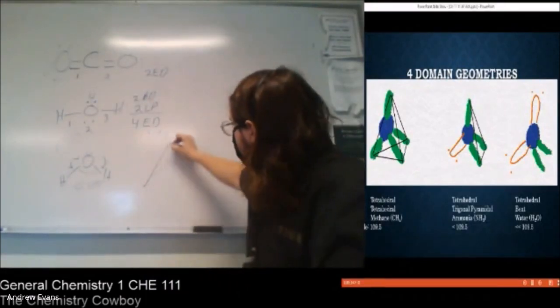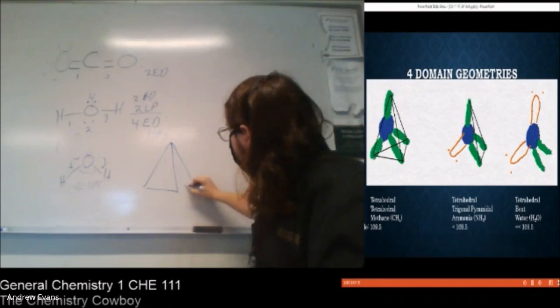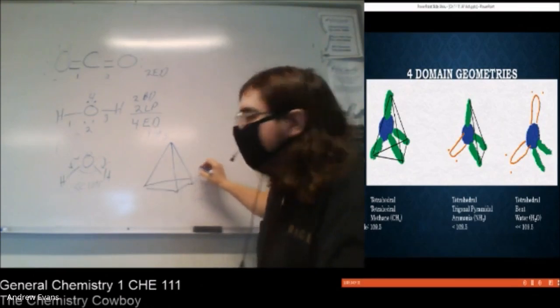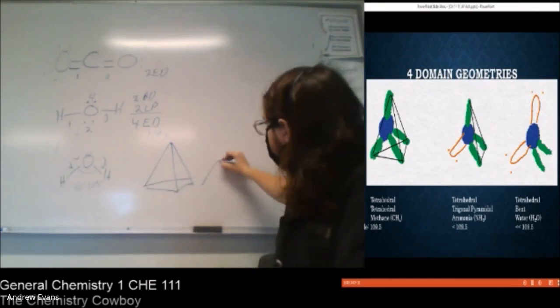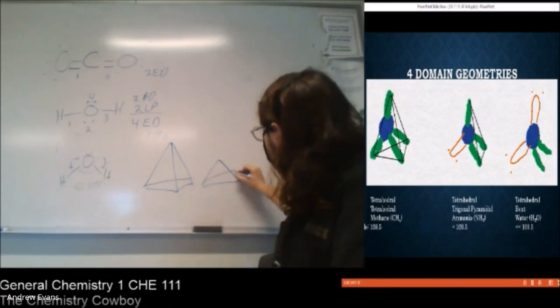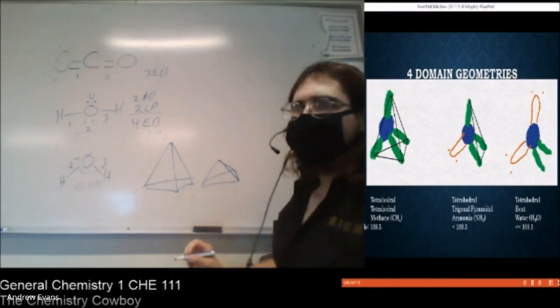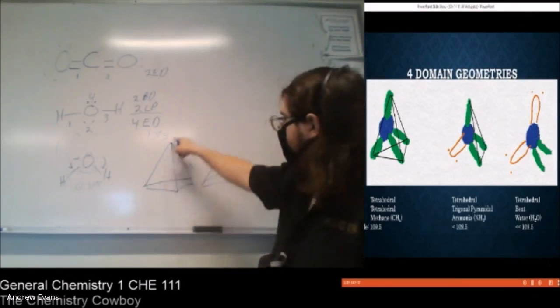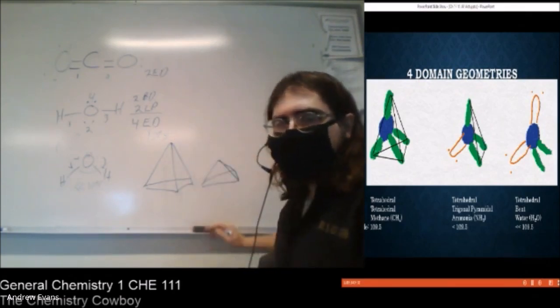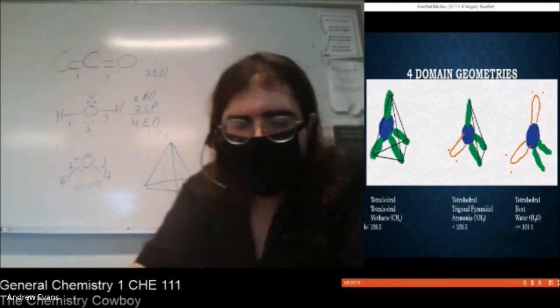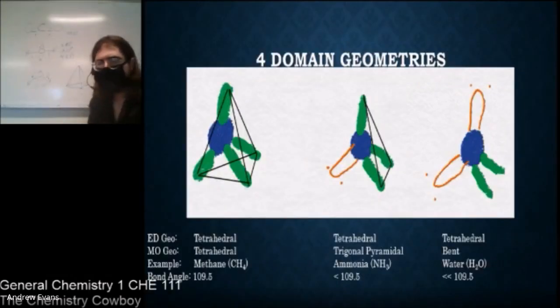Instead of a nice equilateral triangle, it becomes a squat pyramid. Essentially, instead of having a sharp pyramid, it's just got smooshed in. And that's what it means to be trigonal pyramidal. Essentially, instead of the top atom being the peak, the center atom becomes the peak.